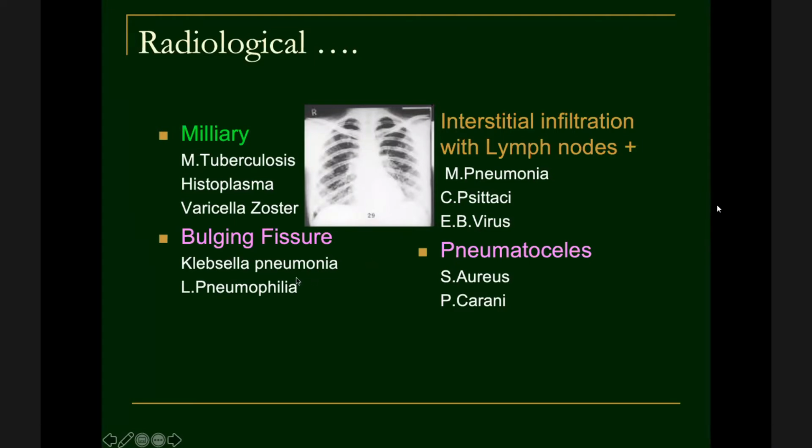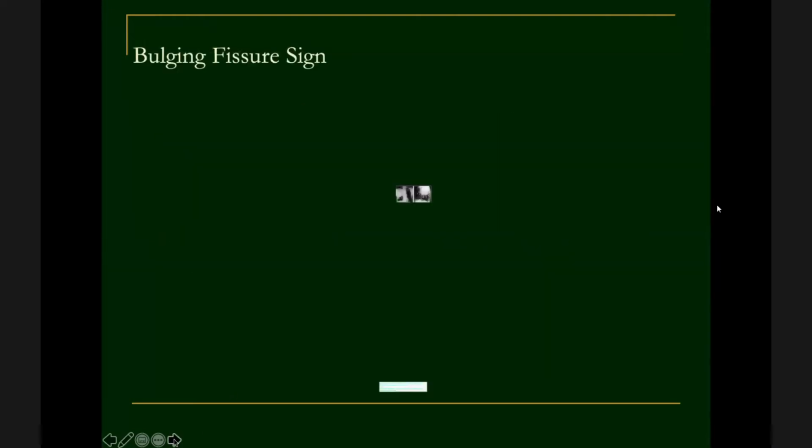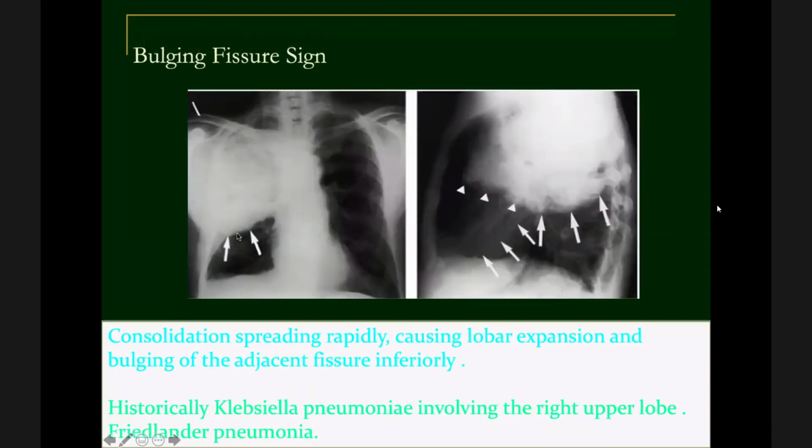And then another is bulging fissure. So what is bulging fissure? This is the fissure, the horizontal fissure which has been bulged, and this is the opacity. In the lateral X-ray you can see the bulging of this fissure. It is mainly common in Klebsiella pneumoniae, also known as right upper lobe Friedlander's pneumonia. These are the things that you have to think about.